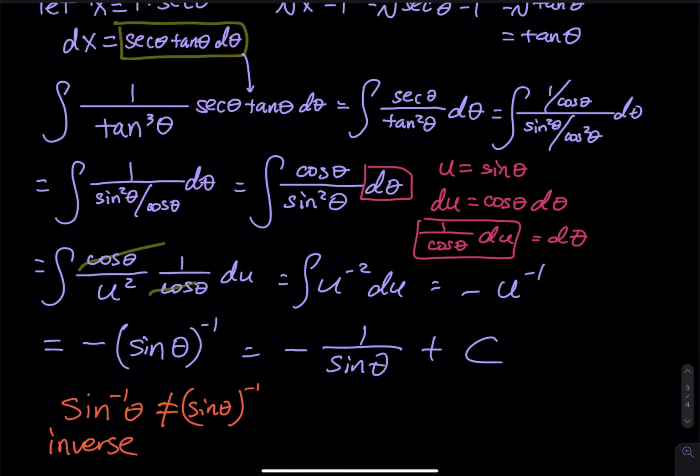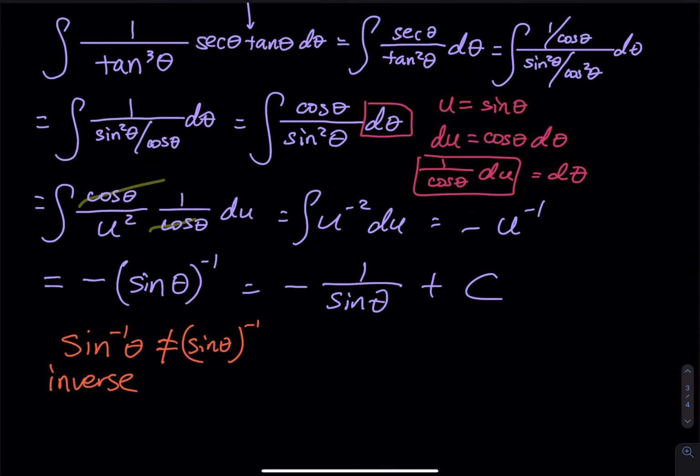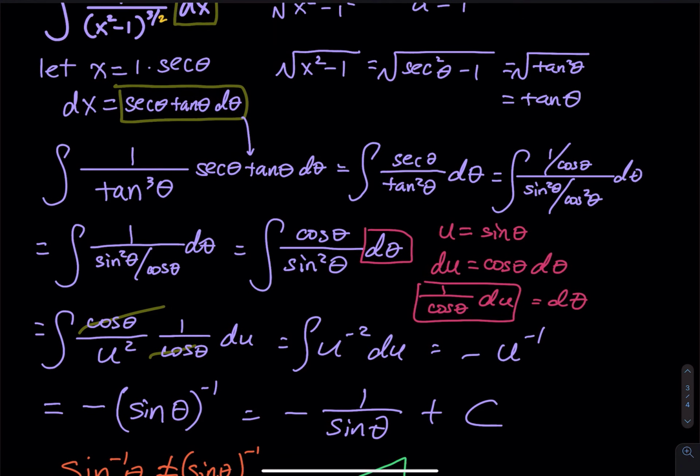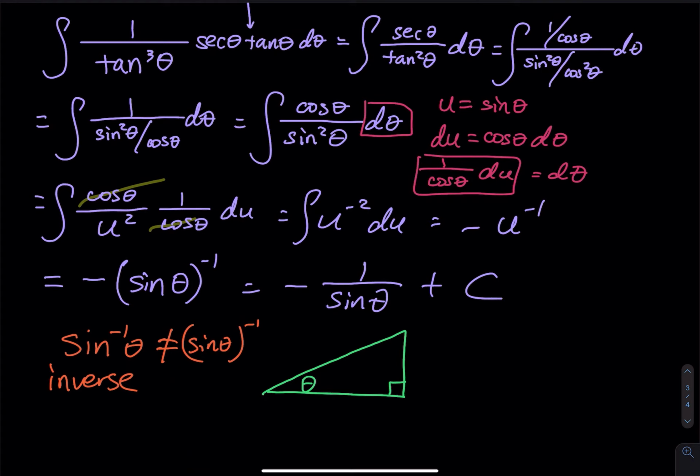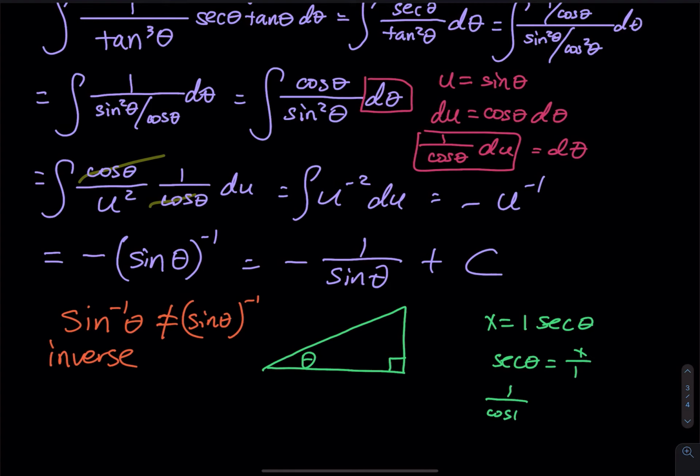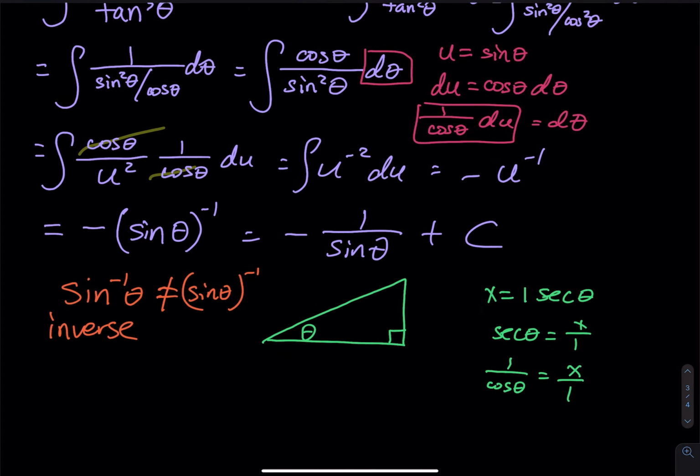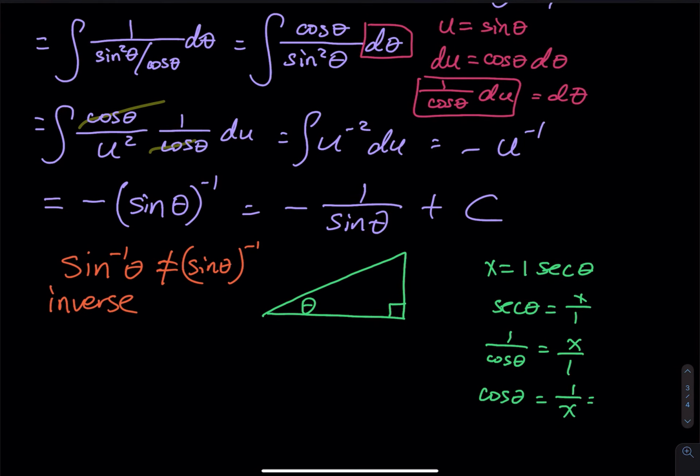Of course, we are not done because the given integral is in x. We end up with a theta. So the next step requires right triangle trigonometry. So, right triangle with angle theta. And then you go back to your very first line. So you let x equal 1 times secant theta, right? Then secant theta is equal to x divided by 1. And then 1 over cosine, that is secant, equal to x divided by 1. And then you take the reciprocal on both sides. Cosine theta is equal to 1 divided by x. According to right triangle trigonometry, SOHCAHTOA, CAH, the top is adjacent, the bottom is hypotenuse. So this is x, and then the adjacent is 1.